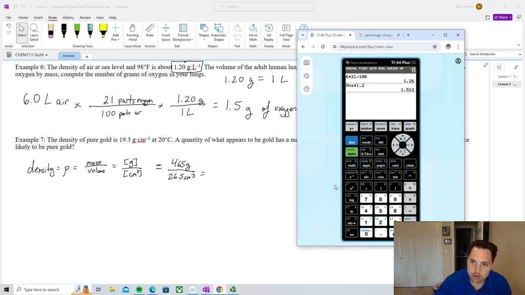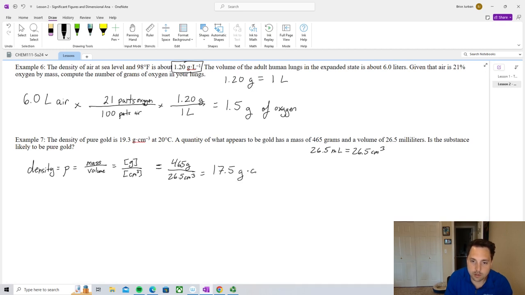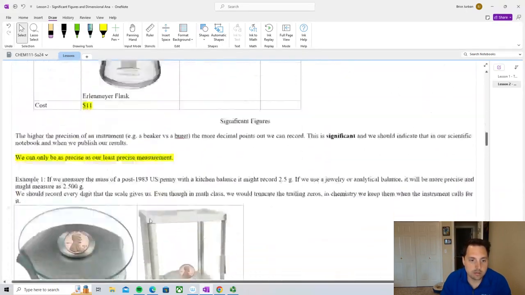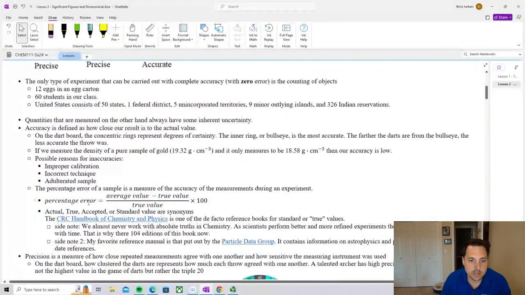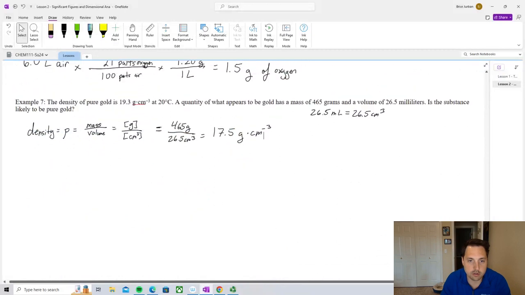Let's see what our value for the density is. It's 17.5. I'm going to use 3 sig figs here, 17.5 grams per cubic centimeter. So we can write it like that, and then if we go back up here, we can take the percentage error to figure out how much error this is compared to the actual value for gold.